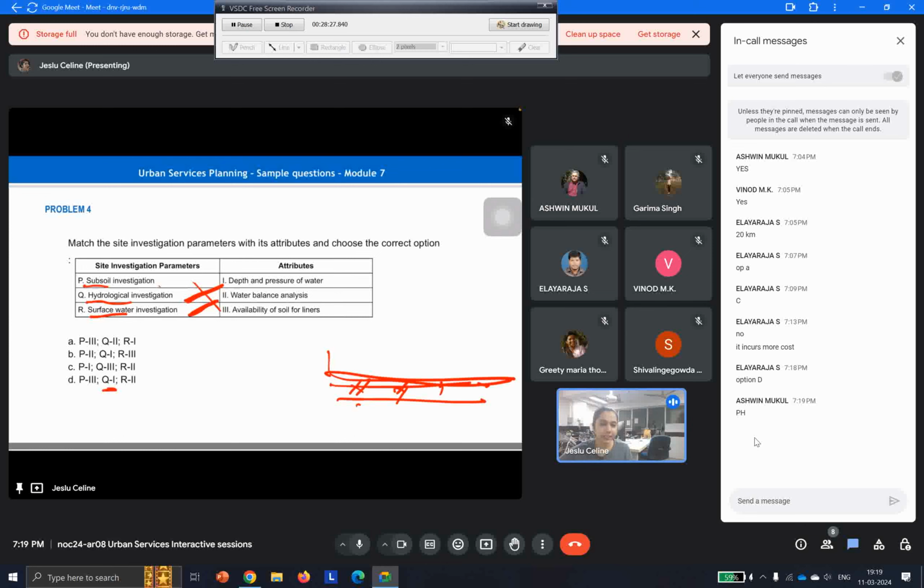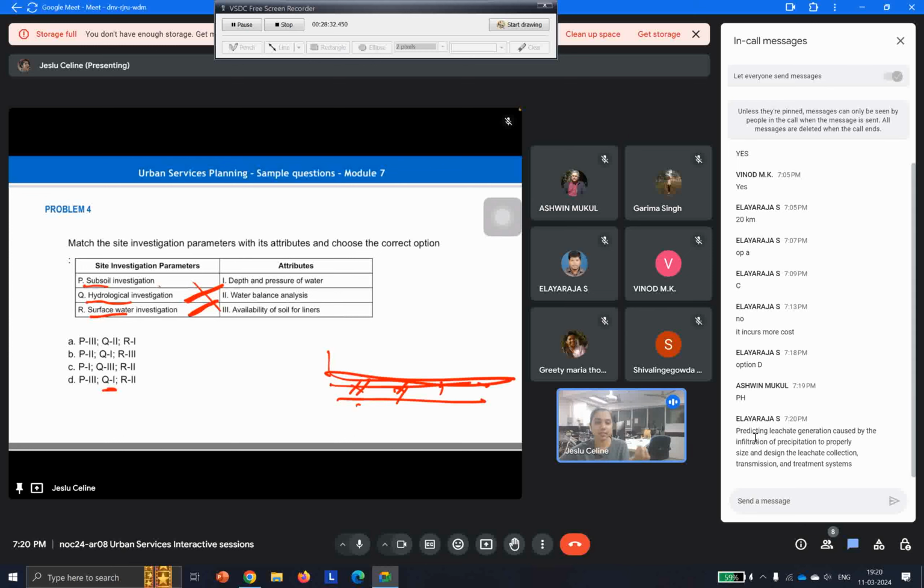Okay, somebody has put pH. No, it is not for pH. It is done in the water balance analysis. Yes, somebody has put: predicting leachate generation caused by infiltration of precipitation to properly size and design the leachate collection, transmission, and treatment systems. Very good. Absolutely. That's a correct statement. So what we do in water balance analysis is we need to see how much leachate would be produced, and why leachate would increase because of some surface runoff or precipitation or due to several factors.